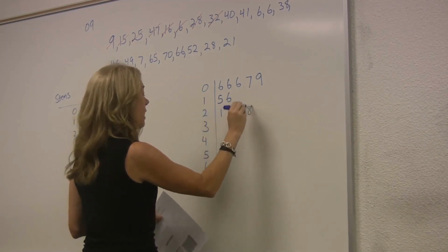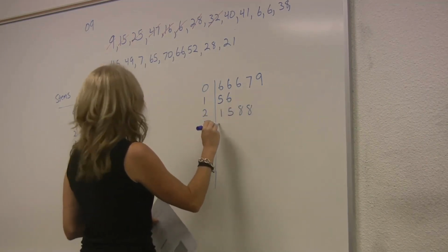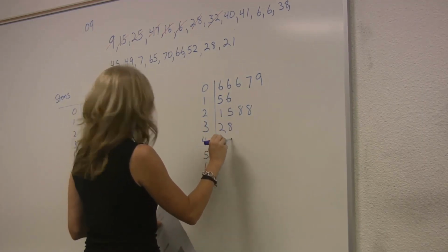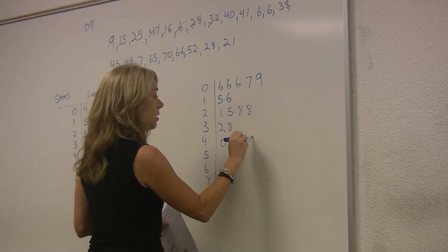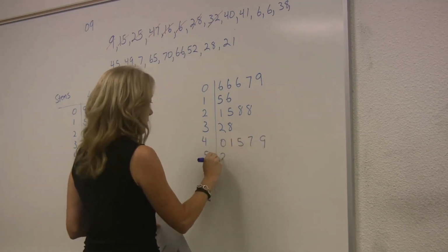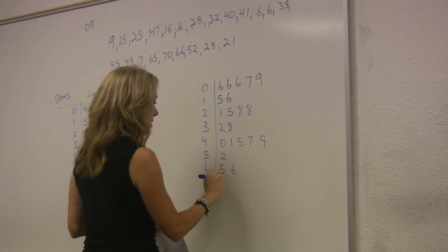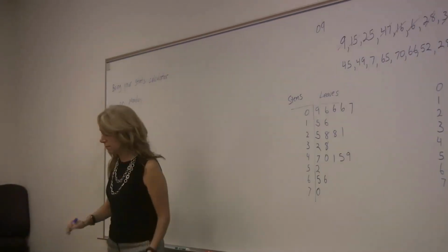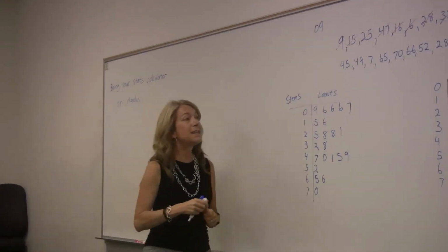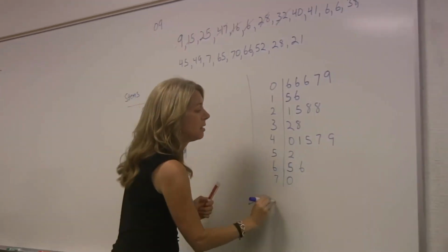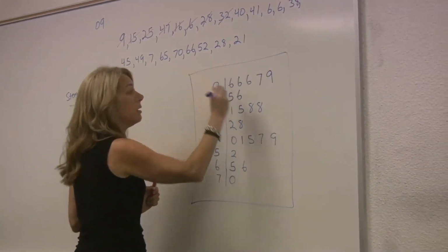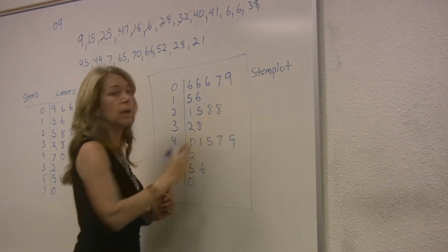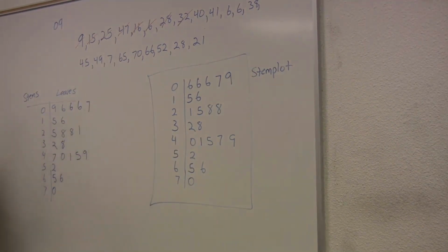1, 5, 8, 8. Putting 2 or 3 numbers in order is a lot easier than putting 22 numbers in order. 0, 1. And these were all in order already. So this guy, right here, is my stem plot. It has the stems, it has the leaves, everything's in order.